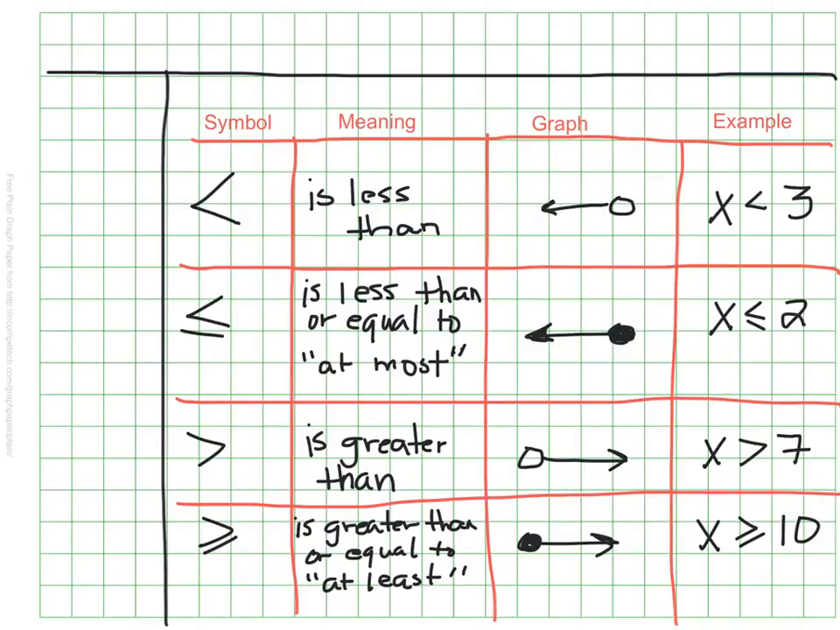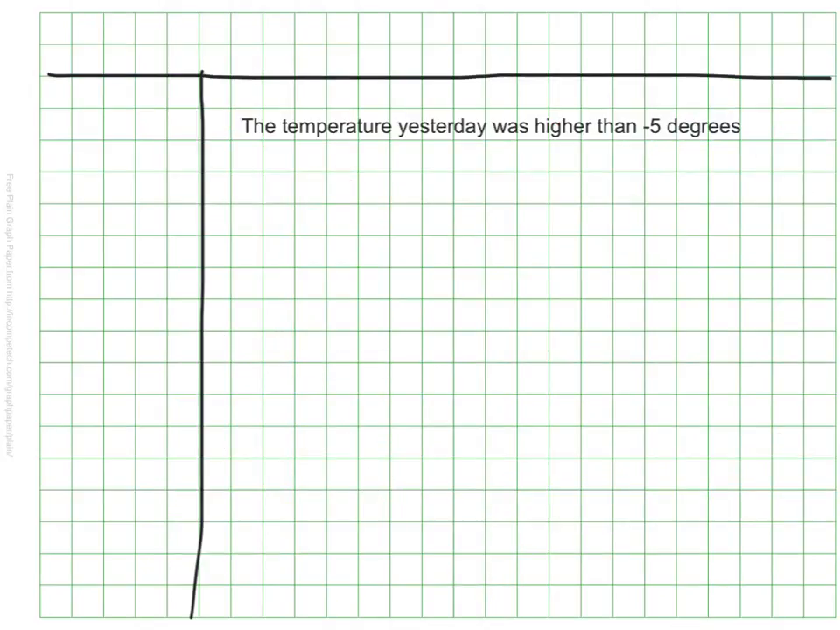But let me give you some context to show you why we might be seeing inequalities. If I say that the temperature was higher than -5 degrees yesterday, that's actually an inequality, and I can represent that mathematically. The temperature is greater than -5. So I could say the temperature was greater than -5. That's me showing this as an inequality.